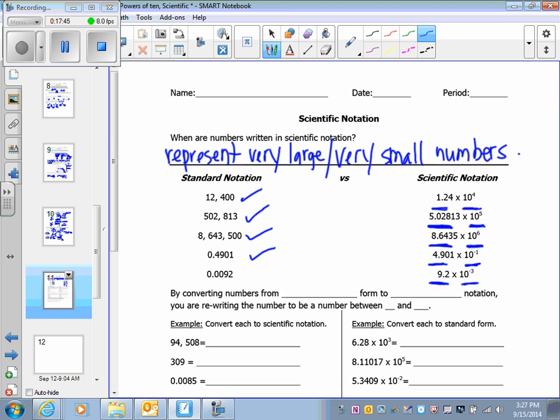So it says, by converting numbers from blank form to blank form, okay, so by converting numbers from standard form to scientific notation, you are rewriting the numbers to be a number between 1 and 10. And that's what I was talking about up here. All of these values are between 1 and 10.